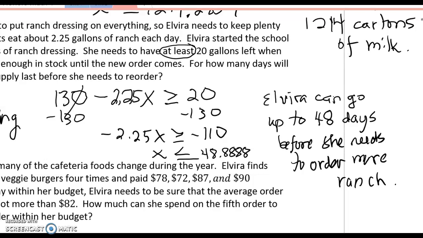So our summary sentence should read, Elvira can go up to 48 days before she needs to order more ranch. Once she gets to day 48, she's got to order more.